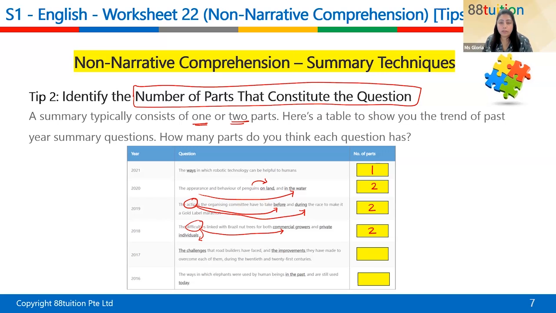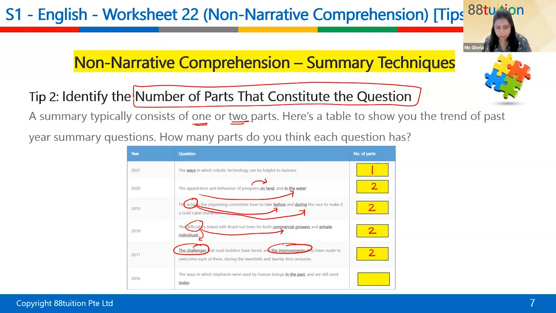Jensen, could you read 2017 and tell me how many parts? The challenges that road builders have faced and the improvements they have made to overcome each of them during the 20th and 21st century. How many parts is that? 2. What are the two parts? The challenges and the improvement. Challenges and improvement, two different things.